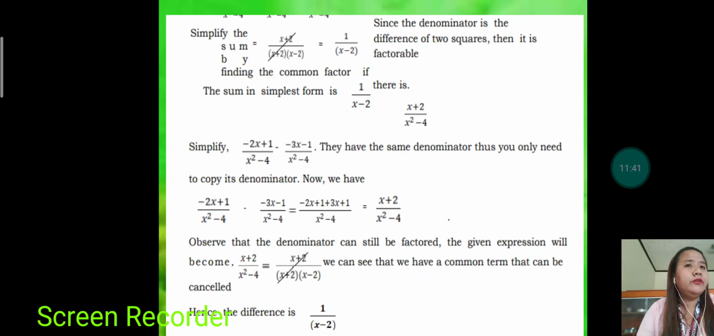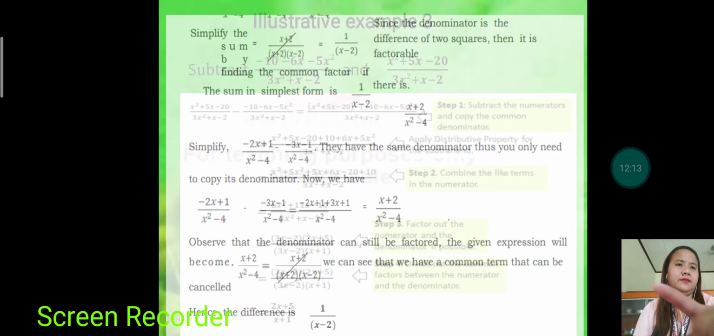Since the denominator is the difference of two squares, then it is factorable. Finding the common factor of this will leave us the answer 1 over x minus 2. Therefore, the sum in its simplest form is 1 over x minus 2. Okay, so that is the final answer.